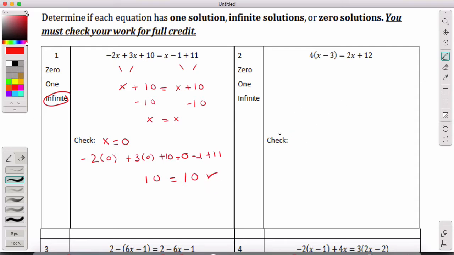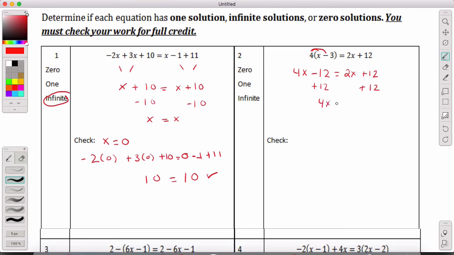Okay, moving on to number 2. We got some parentheses in here, and we can't combine anything in there, so we have to distribute. We got 4 times x and 4 times x minus 3. 4 times x is 4x. 4 times negative 3 is a negative 12. Then we bring everything else down. Then I'm going to move my integers to one side, and then I'm going to move my variables to one side. So I'm going to add 12 to both sides first.